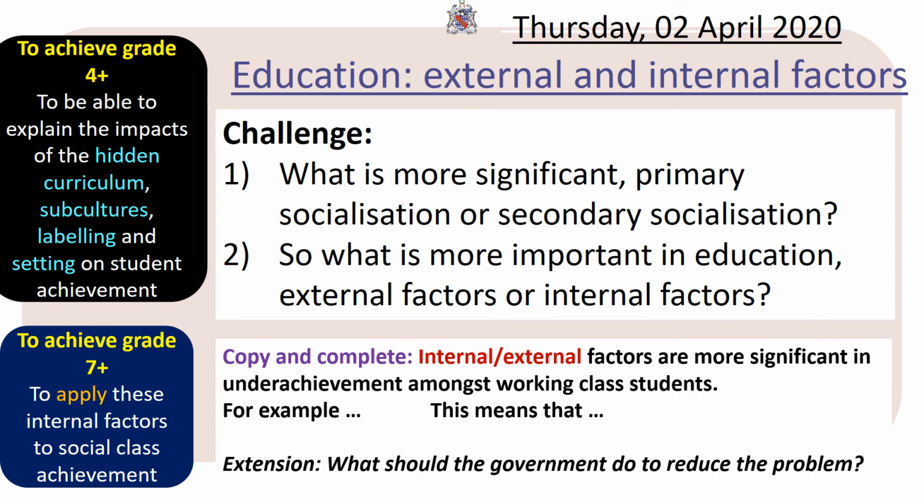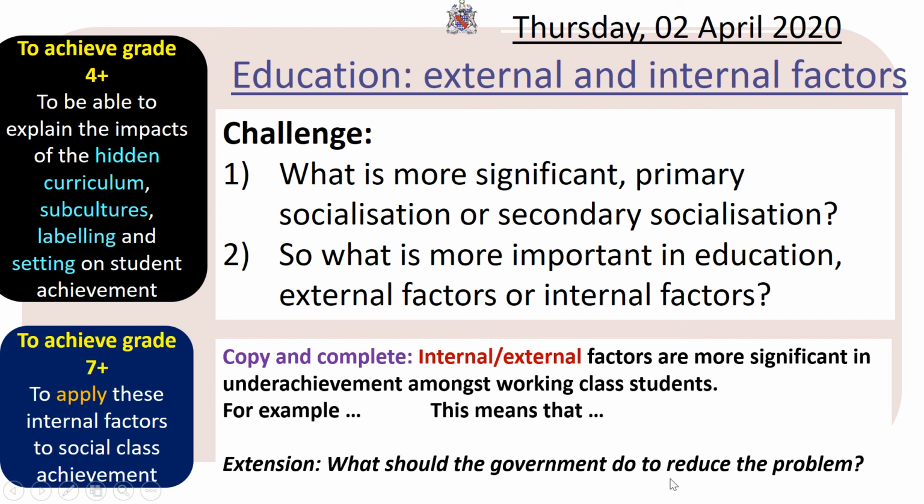In fact, copy and complete this to help you. Internal or external factors are more significant in underachievement amongst working class students. Which of these factors do you think is most significant? And let's make this a P paragraph. For example, and this means that. So, do you think the external factors are more important or the internal factors are more important? Whichever one you think is more important, write it here, give an example, and give an explanation. And as an extension, what should the government do to reduce the problem?